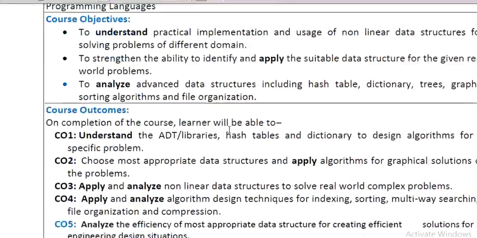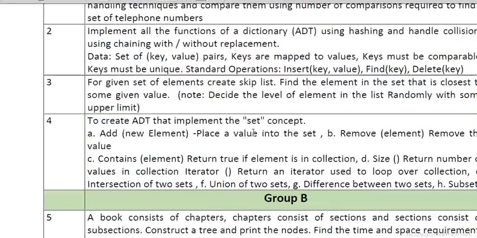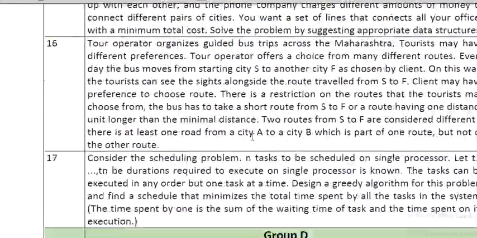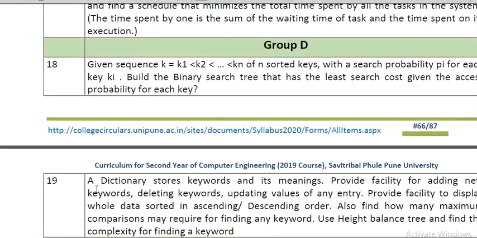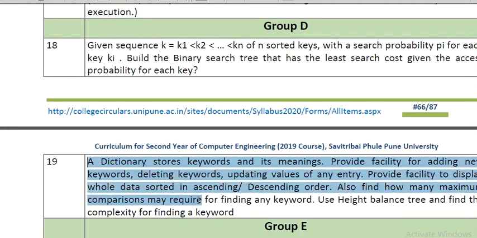Now we have to perform the next assignment from group D, that is based on a tree structure, the AVL tree. It is assignment number 19, the second assignment from group D. Here we have to create a dictionary that will store keywords and their meanings, and perform operations like inserting, deleting, and updating any particular value. We have to display them in ascending and descending order.